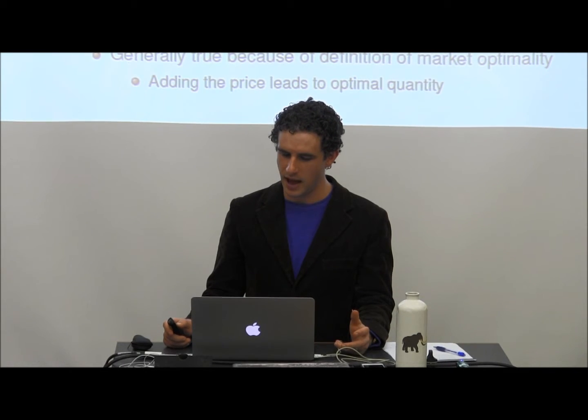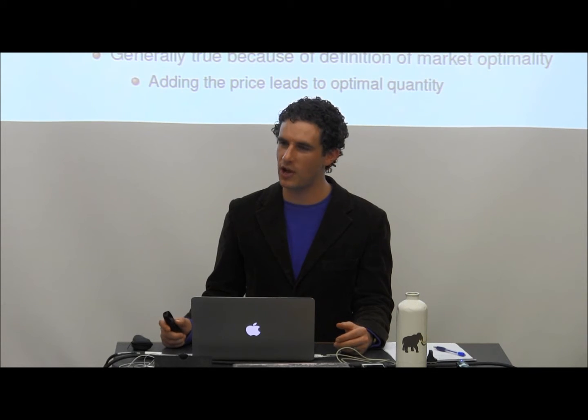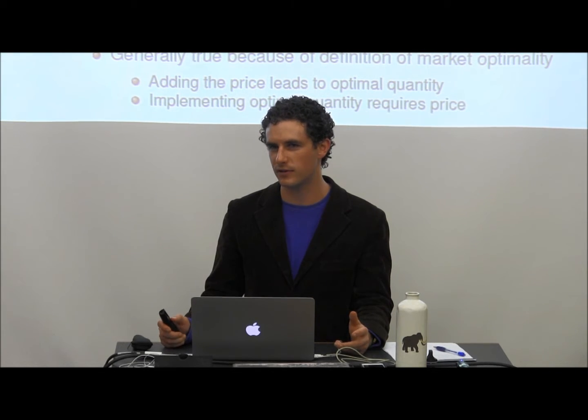Then the price would rise to $1.90 in order to clear the market, and that would give you exactly the same thing as what would happen with a tax, right? So capping at the optimal quantity is equivalent to putting taxes. And this is true because of the definition of market optimality, right? Forcing things to be the optimal quantity will lead the optimal price to occur, right?